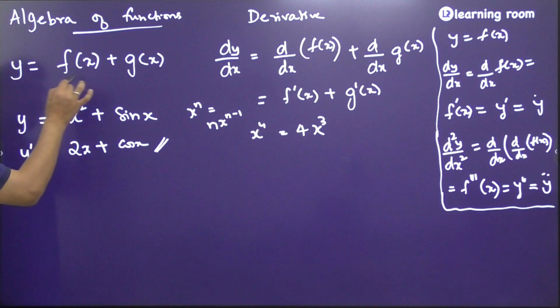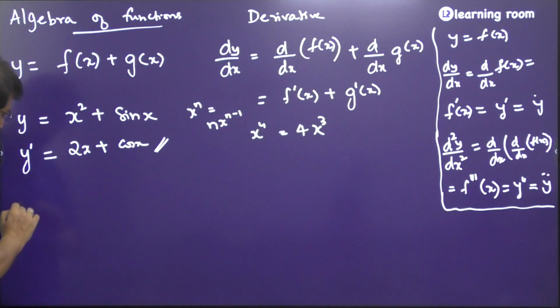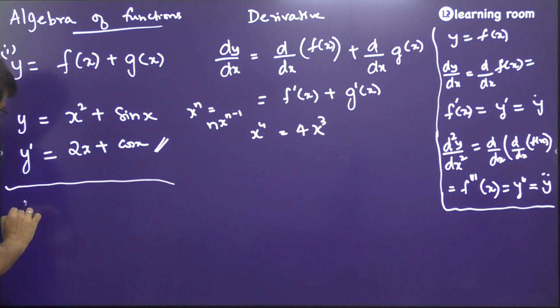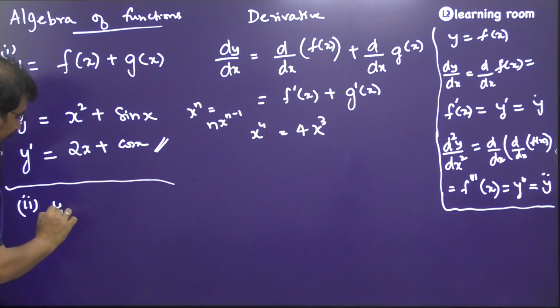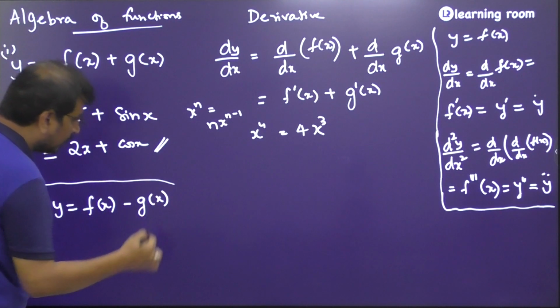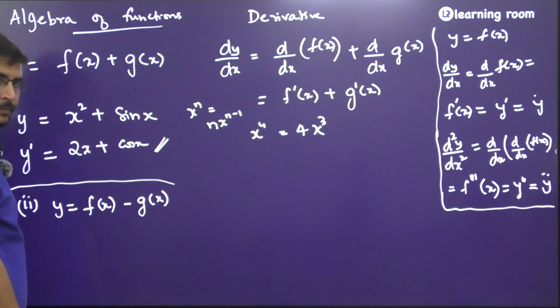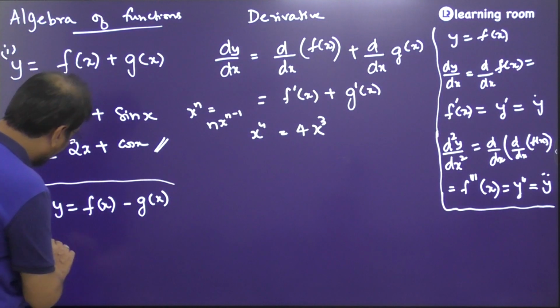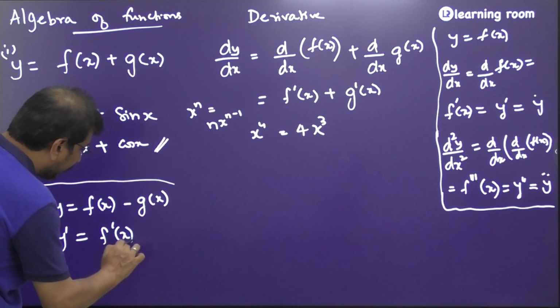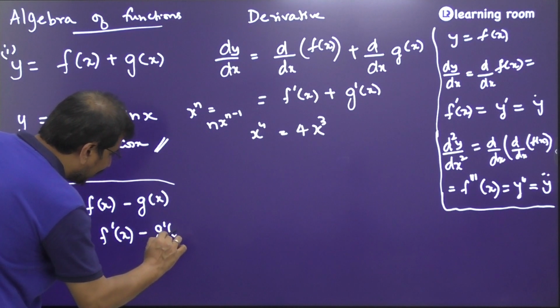Similarly, y is equal to f of x plus g of x is there. No. You can also have, this is the first one. You can also have y is equal to f of x minus g of x. Right. Then what will y dash be equal to? F dash of x minus g dash of x.